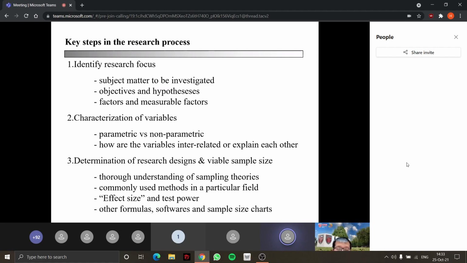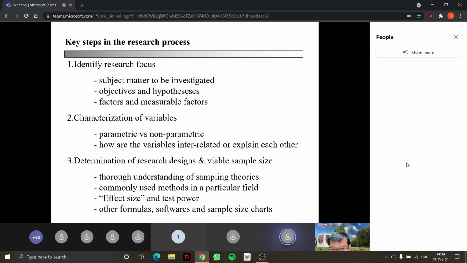And the other thing is that when you are looking for your supervisors, I already taught you last week how to look up their areas or topics of interest, which will be very, very helpful. And because from scientific papers as well, you will find gaps. Okay, you have research gaps that you can actually fulfill. So to that effect, whenever you look at research, you need to identify what you want to do research on. And this is actually where the research focus becomes important: the subject matter to be investigated, objectives and hypotheses, factors and measurable factors.